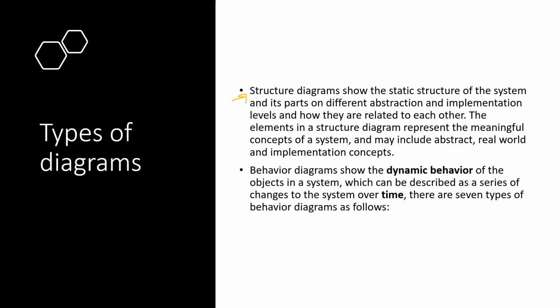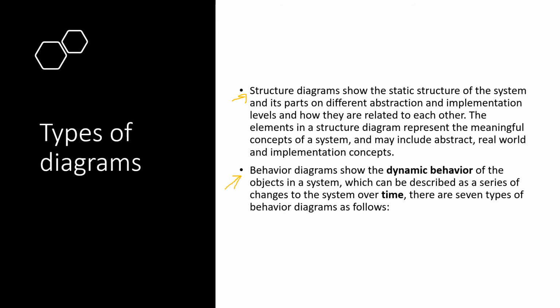But the behavioral diagram is about the dynamic behavior of the objects. So a series of changes in a system over time are defined in the behavioral diagram. There are 7 types of behavioral diagrams and there are 7 types of structural diagrams.